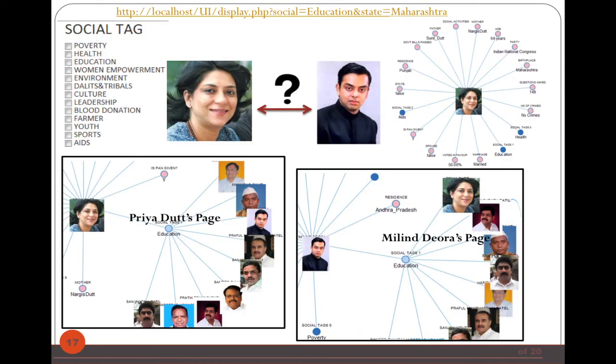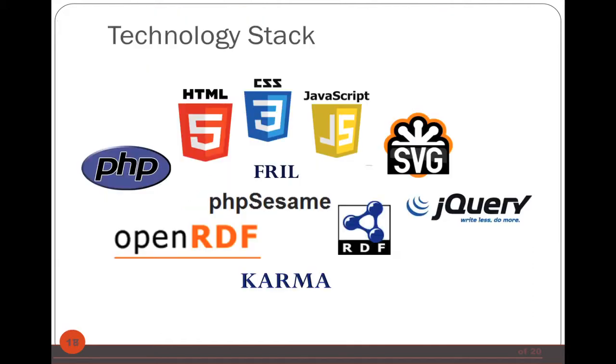We also took into account social tags, with keywords like poverty or literacy, which give us social tags. So you can look at the graph of two politicians who support the same social tags, like education. Their results will be displayed, so you can match what interests you, and those politicians will be displayed according to the different social tags.